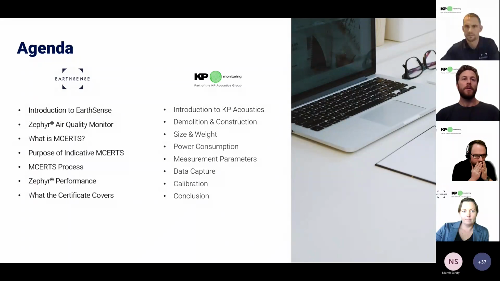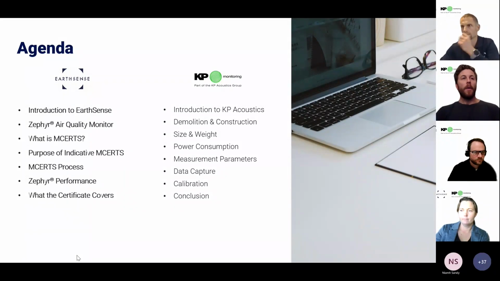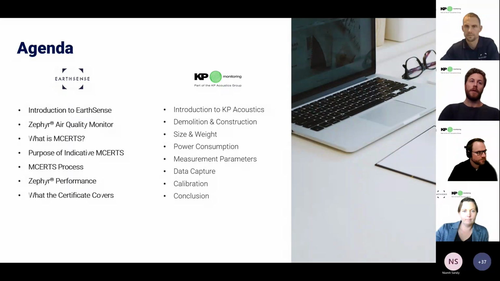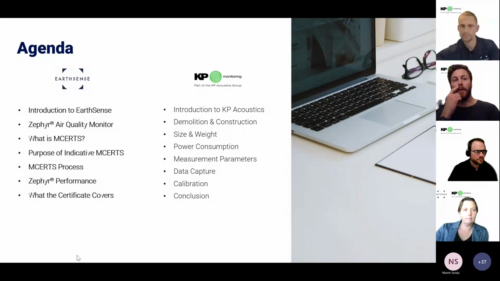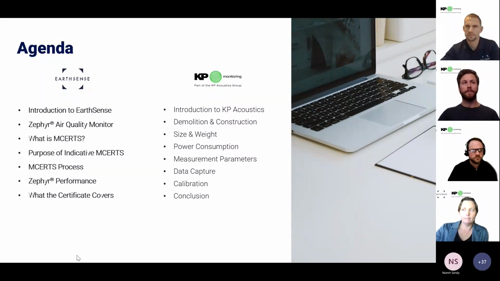I'll be introducing EarthSense to anyone who's not familiar with us. Similar with Zephyr, I'll give a quick run through of what the product is, what it plans to do. I'm then going to have a quick run around what MCERTS is and the purpose of indicative MCERTS, which is what we've achieved. Talk through what the process of MCERTS is and what milestones we had to go through. I'll then introduce the performance of the Zephyr and what the certificate covers before handing over to KP.